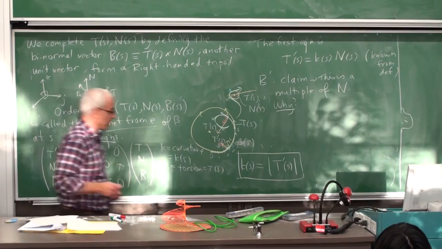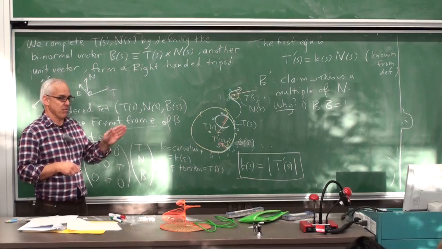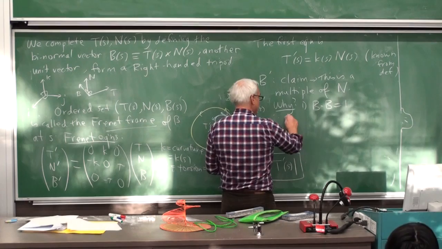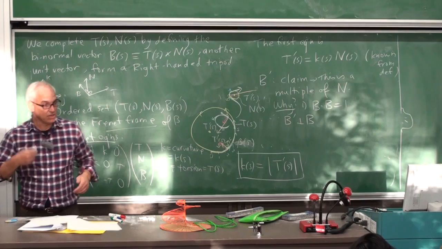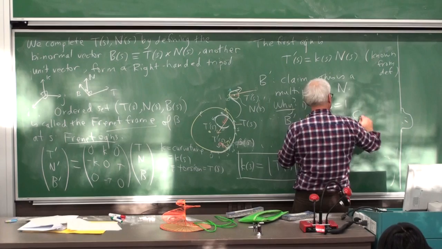So the first part of the argument is that we first of all observe that B dot B equals 1. So B of S dot B of S is 1. This is a unit vector everywhere. So its dot product with itself is constant, and therefore we know from the lemma that we started out with that B prime is perpendicular to B. Whenever a vector had constant length, then when we differentiate it, the derivative is going to be perpendicular to the vector, from our lemma. Actually, I guess it was the corollary of our lemma.